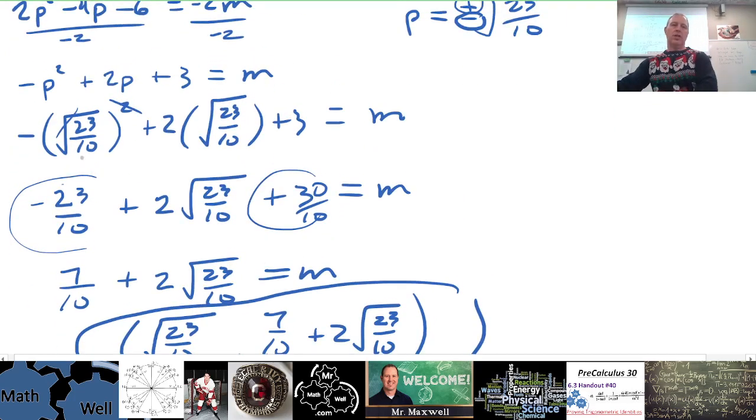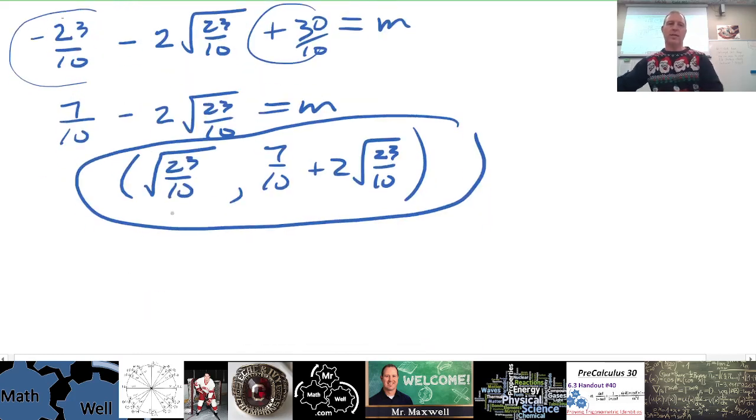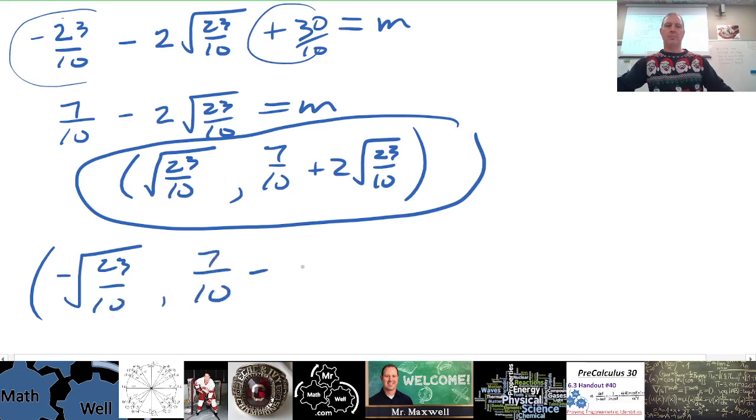So what's that going to change? Well, if we did negative here and negative there, the only thing that's going to change is that this is going to be minus here. This is going to be minus. So for our second one, I have negative root 23 over 10, and then 7 over 10 minus 2 root 23 over 10.